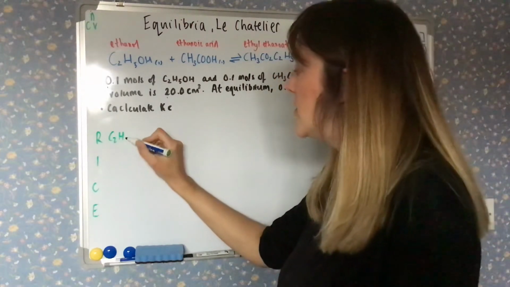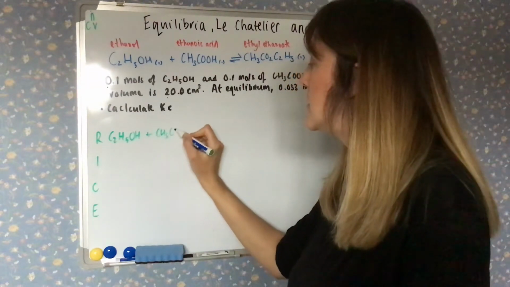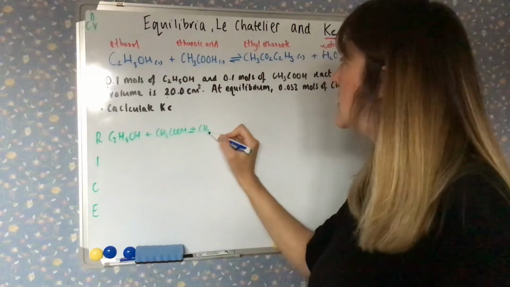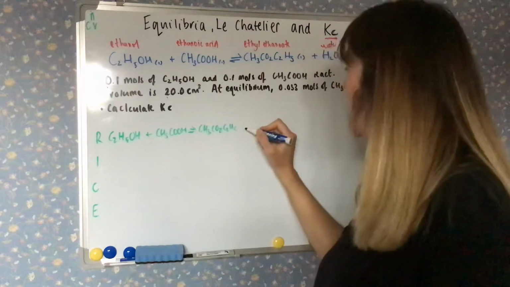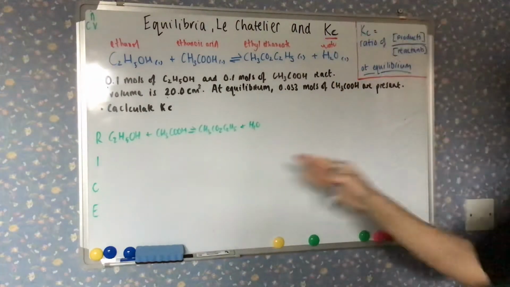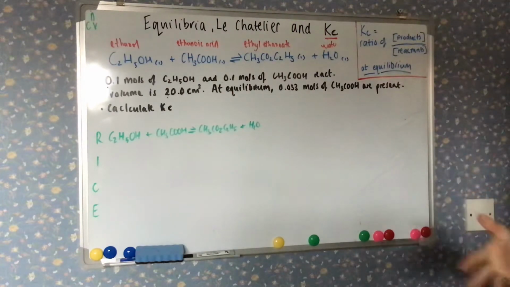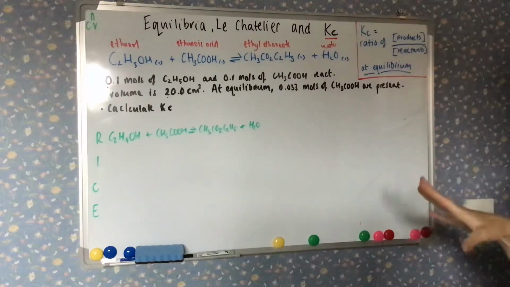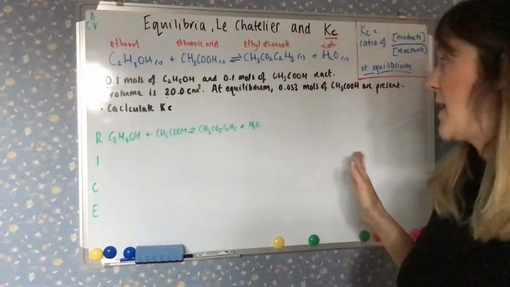So we've got ethanol and ethanoic acid reacting to make ethyl ethanoate and water. I've tried to leave myself some space there, which is why I'm cramming it in, but it shouldn't matter. Now you need to make sure the reaction's balanced, as is the case all the time, because otherwise you're going to go completely wrong. And this reaction is balanced.